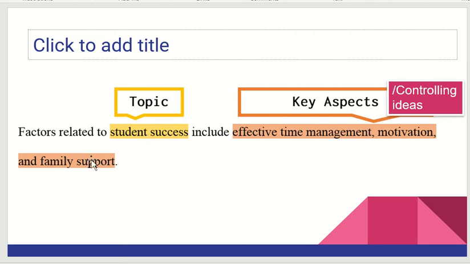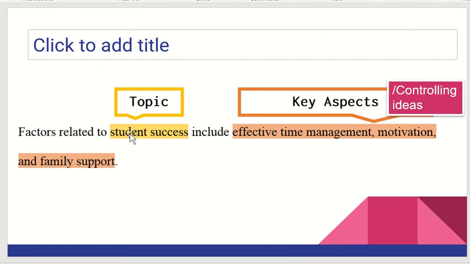Okay, we know later on, whenever a reader reads this, she or he will know that the first main idea that you are going to talk about is how effective time management is one of the factors related to student success. And the second one is motivation, how motivation is going to influence student success. And the last one, the third main idea, how family support is going to determine the success of this particular student.